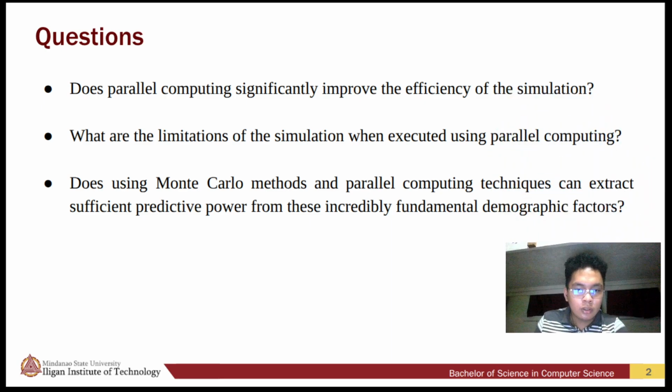The main questions I'll be asking in this research are: does parallel computing significantly improve the efficiency of the simulation? What are the limitations of the simulation when executed using parallel computing? And can Monte Carlo methods and parallel computing techniques extract sufficient predictive power from these fundamental demographic factors?